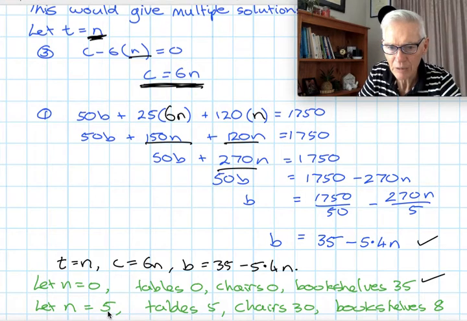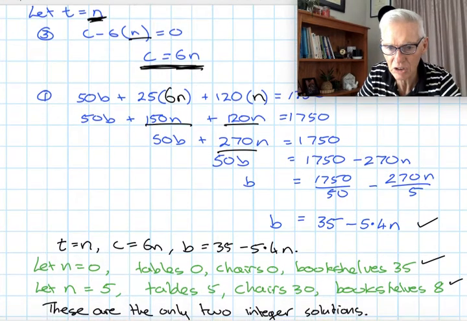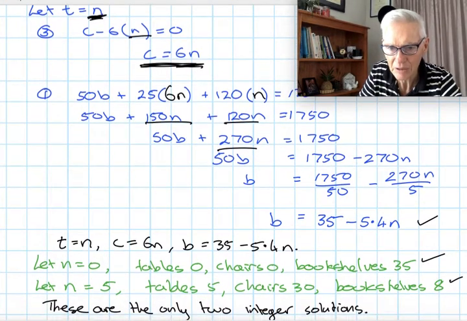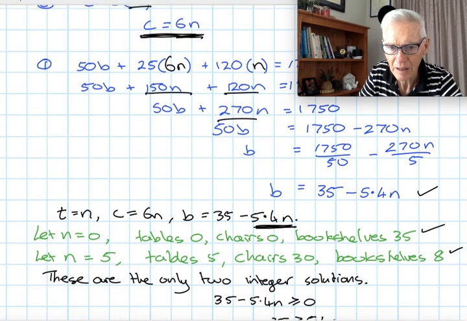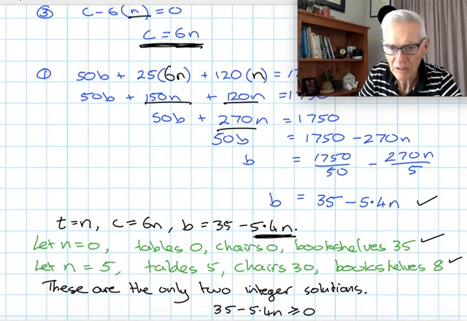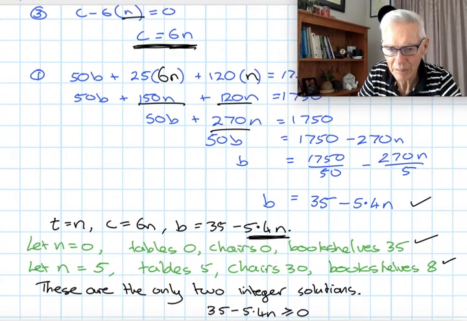But if we had n equals 5, he could make 5 tables and 30 chairs and 8 bookshelves. These are the only two integer solutions, because this number here, 5.4, has to be multiplied by n. So I knew that 5 times 4 is 20. I would get rid of that decimal there. So let's take this 35 minus 5.4n. It can't be negative. It must be greater than 0.